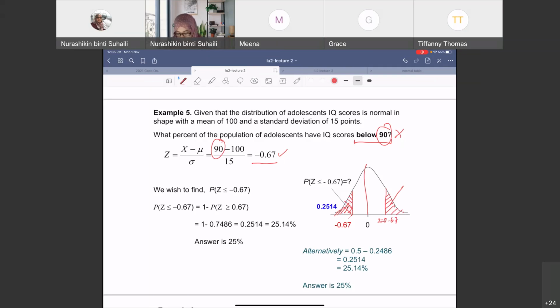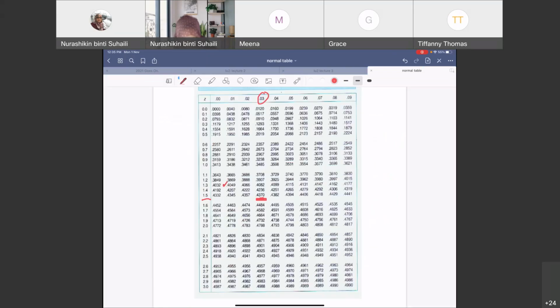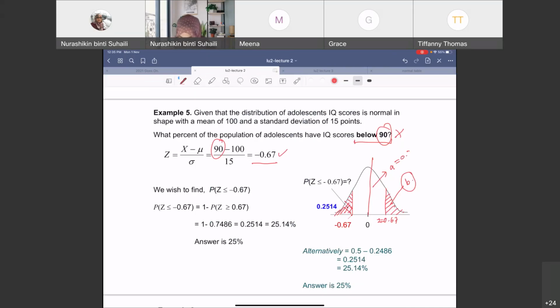This is Z. Okay, let's say Z equal to 0.67. So how do you want to find this? Let's say here, name this one as A, and this one is B. Okay, we want to find what is B, right? But what is given to us in the table is the area of A when Z is equal to 0.67. 0.67 is here, which is 2486. A equal to 0.2486. Okay, how to find B?